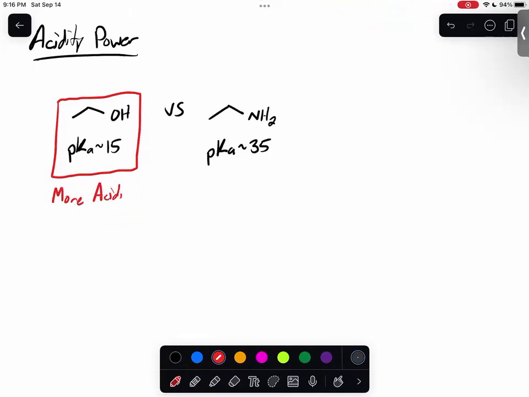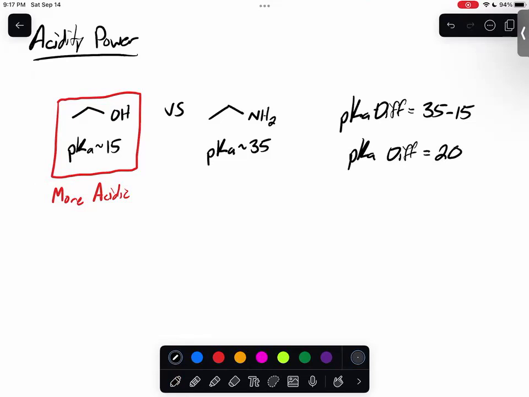But the question becomes how much more acidic is it? And so that's where this idea of the power comes into play. Because the difference in pKa is 20, right? So it's just simply pKa difference is 35 minus 15, which is 20. And so you may think to yourself, it is 20 times more acidic, right? But the thing is, that's not actually how the pKa scale works.